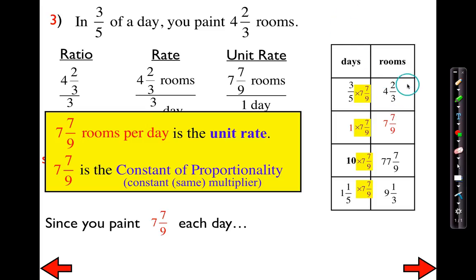So the reason why we're turning this into mixed numbers is because it makes more sense to say 9 1/3 rooms. Now, if we left this as an improper fraction, this would be 28/3 rooms, which doesn't give a person a good sense of how many rooms are being completed.